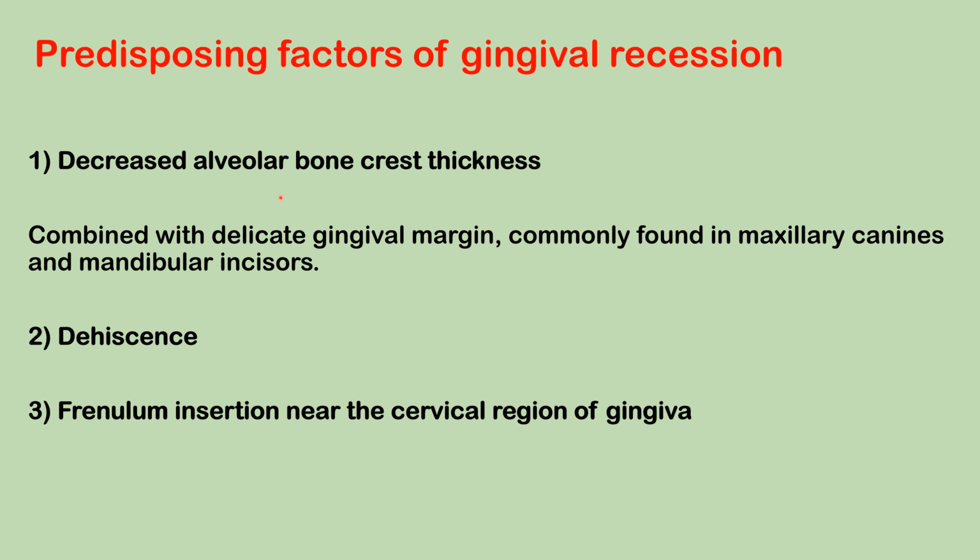Talking about the predisposing factors of gingival recession, first is decreased alveolar bone crest thickness. Along with the delicate gingival margin, it is commonly found in maxillary canines and mandibular incisors. Also, inappropriate toothbrushing and dental plaque buildup lead to early gingival recession. Second we have dehiscence, that is, reduced buccal bone crest thickness which presents with absence of the buccal bone plate. Next we have frenulum insertion near the cervical region of the gingiva. In this, the moving labial and lingual frenum often leads to gingival retraction, which causes gingival recession.